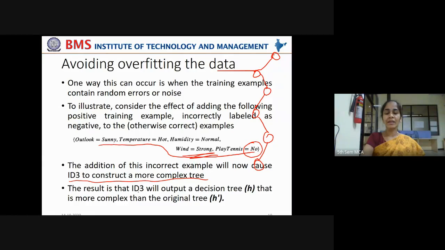Now the result is that ID3 will output a decision tree H, a new, complex decision tree that is more complex than the original tree H dash. Now what is happening? H will not generalize well with the new data, whereas your old simple tree H dash will generalize well with the new data. That is why we say H is overfitting. Now I think if you go back to your definition, you'll understand it better. Why H is said to be overfitting, whereas H dash is assumed to be a good fit. Got it?